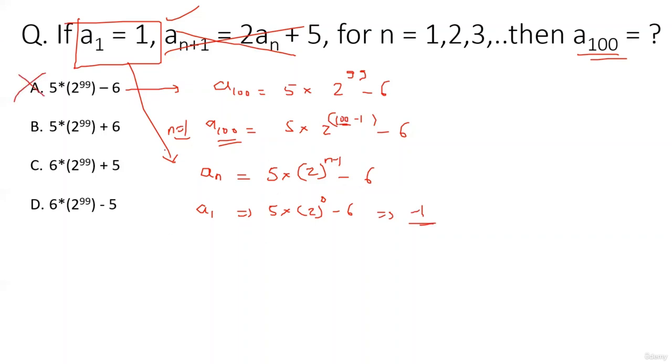Same way, as per the second option, option B, the expression is 5 into 2 raised to n minus 1, plus 6, in this case instead of minus 6. So this will be 5 into 2 raised to 0 plus 6, which will be 11, right? But we want the answer as 1. So option B also is ruled out.